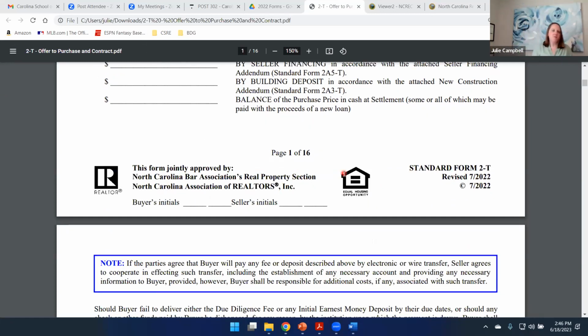Just to point out, bottom of page 1, I am a member of NCAR, so I can use forms that rock capital R Realtor. We're reminded that this form is jointly approved by the North Carolina Bar Association's Real Property Section and the North Carolina Association of Realtors, NCAR. We have our Equal Housing Opportunity logo. We've identified the form, standard form 2T, and then we have the revision, so we know that we're using the most current form. Again, this is a problem that's gone away with electronic documents.